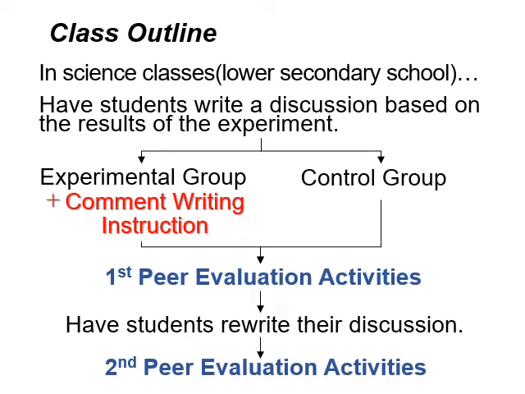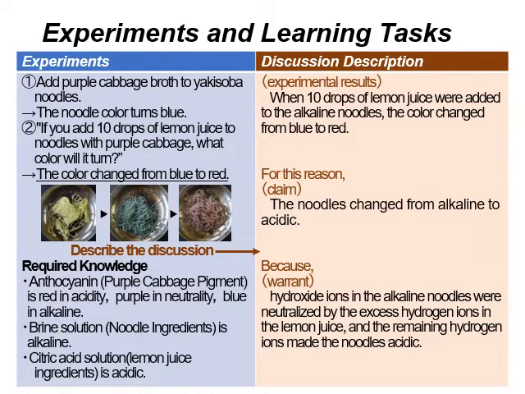Then, we analyzed the score evaluations and comment evaluations in peer evaluation activities of the experimental group and the control group, and examined the effects of comment writing instruction on the improvement of the discussion description. As an extension of acids, alkalis, and ions, the content of the study was color change due to acid-alkali reaction using anthocyanin contained in the extract of purple cabbage.